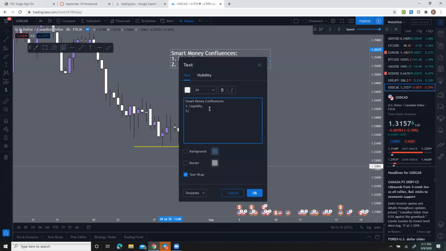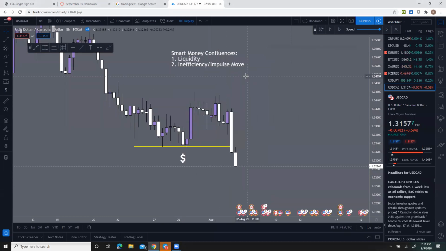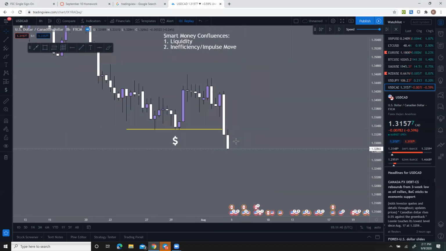So, number 2, what is the second confluence? Someone said it earlier. It's inefficiency. Inefficiency, that's right. This has many names: inefficiency, impulse move, etc. It's not really the same thing, but I'm not going to get complicated, but you get the idea. Impulse move. All right. So yeah, the second one is the inefficiency / impulse move. That is going to be the dramatic move down that's going to stop out all the retail traders. That is this right here.